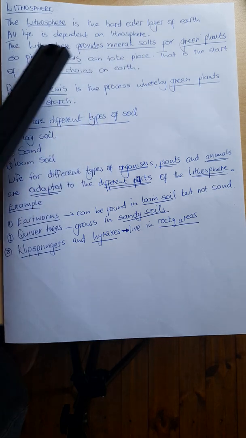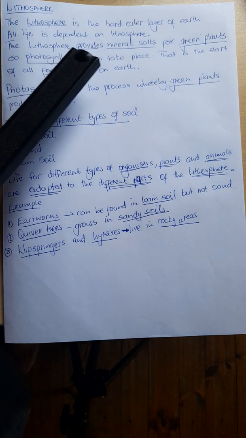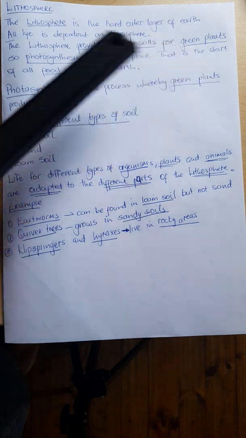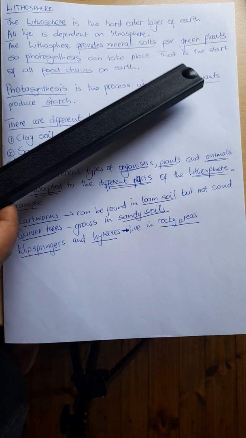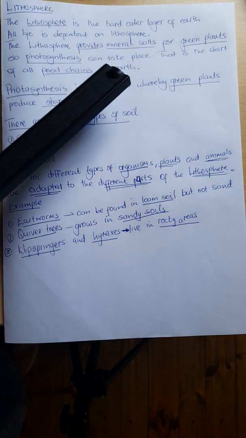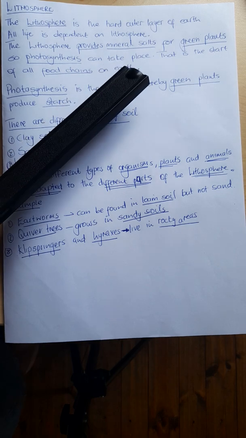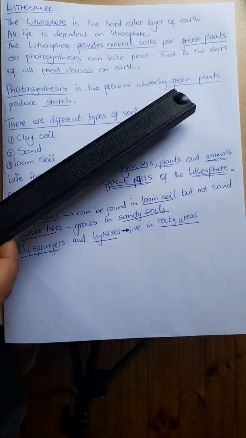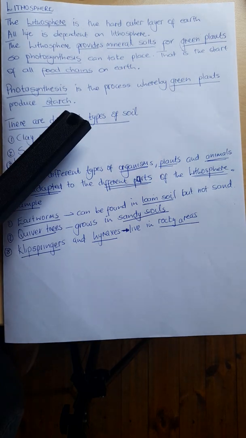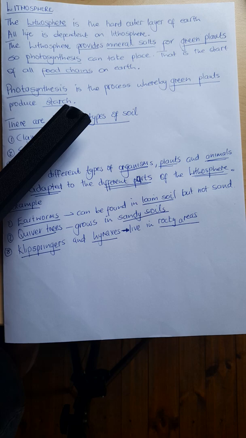If they ask you the function of the lithosphere, it is that it provides mineral salts for green plants so that photosynthesis can take place. That is the start of all food chains. Remember, food starts with photosynthesis on Earth. Photosynthesis is the process whereby green plants produce starch or food. Remember, you've done that in the previous grade.